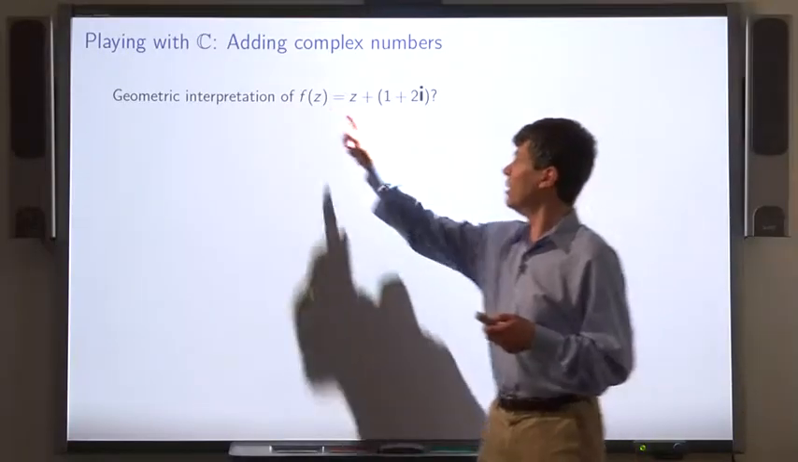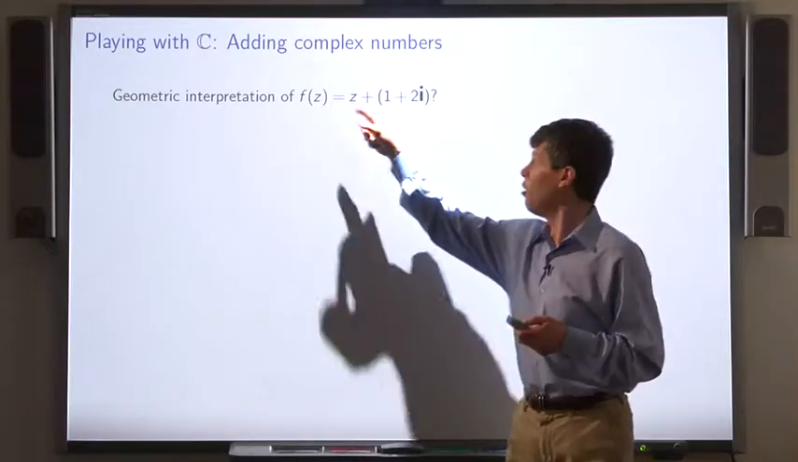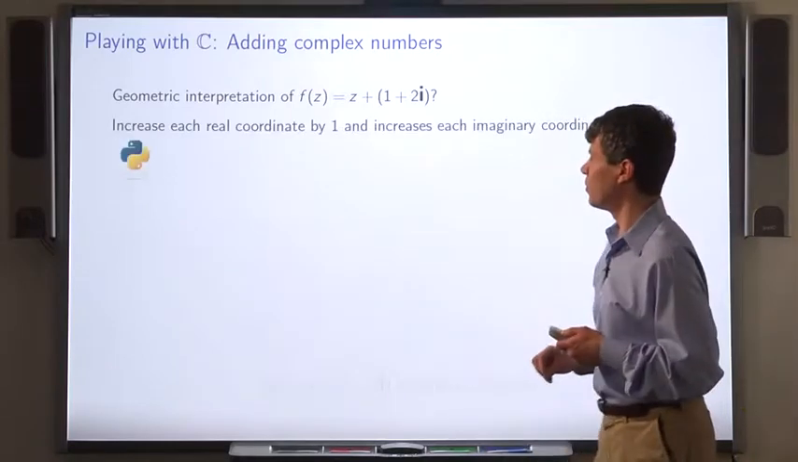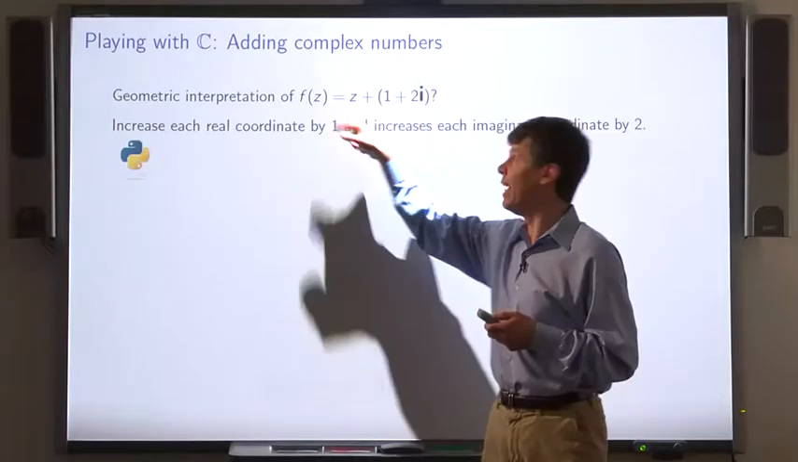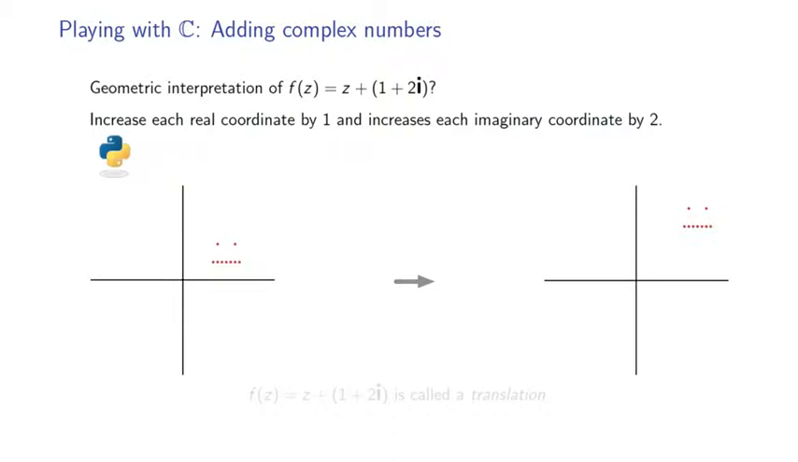Now here's a function. It maps the input complex number to that number plus 1 plus 2i. How do we interpret that geometrically? The effect of this function is to add 1 to the real part of z and 2 to the imaginary part of z. We can think of that as operating on a point and getting another point that's 1 unit to the right and 2 units up. So applying that function to all these points would shift them up and to the right.